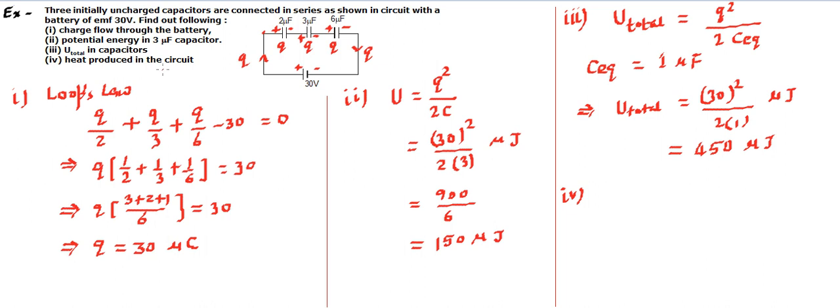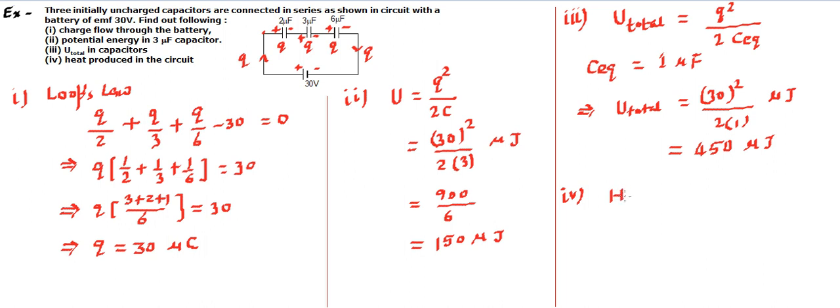Now, how is the heat going to be produced in the circuit? For that, we can say the heat produced is going to be equal to the work done by the battery minus the energy stored in the circuit. So by using the work energy theorem, that could be a formula that you can remember.